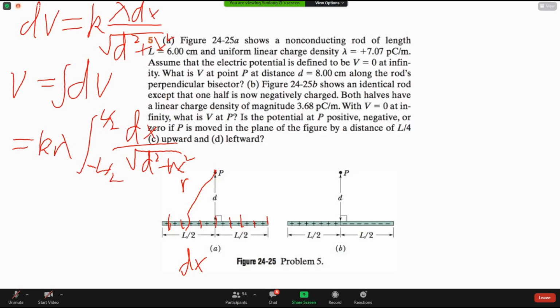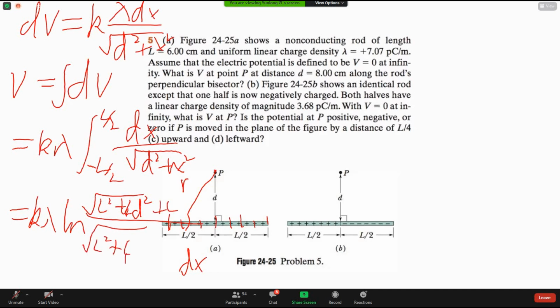But anyway, the final answer involves a natural log: the log of the square root of L squared plus 4D squared plus L, over the square root of L squared plus 4D squared minus L. And the final answer here is about 0.0467 volts. Okay, let's see the next question.